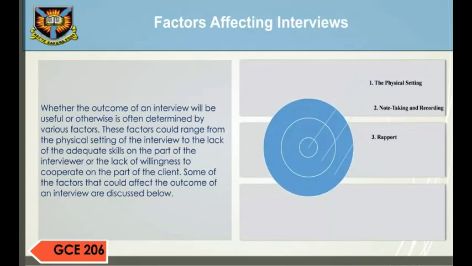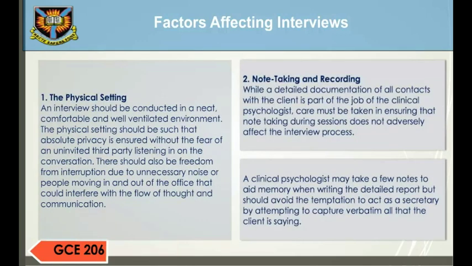Factors affecting interviews. Whether the outcome of an interview will be useful or otherwise is often determined by various factors. These factors could range from the physical setting of the interview to the lack of adequate skills on the part of the interviewer or the lack of willingness to cooperate on the part of the client. Some of the factors that could affect the outcome of an interview are discussed below. 1. Physical setting. 2. Note-taking and recording. 3. Rapport.